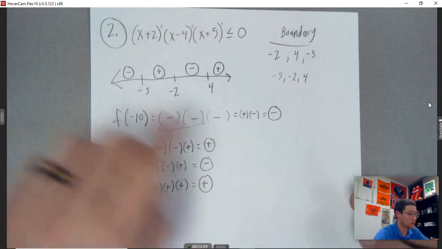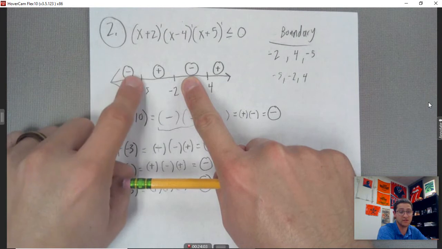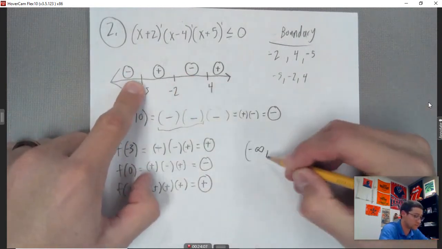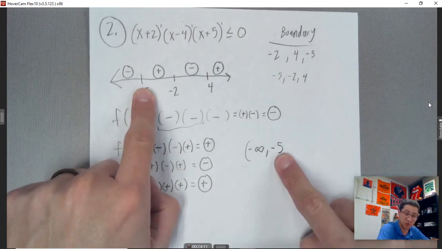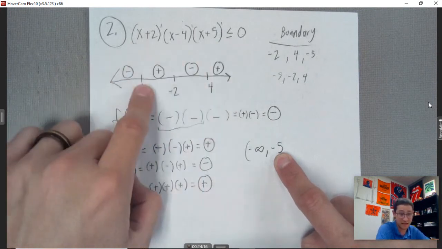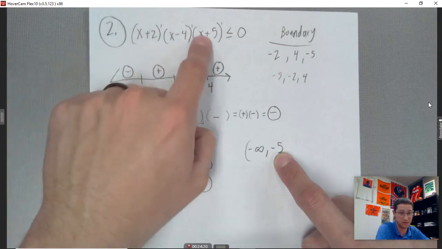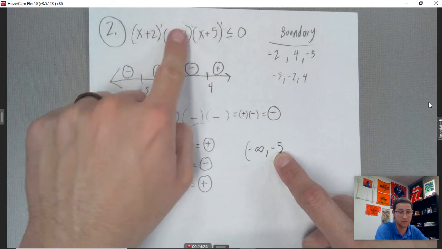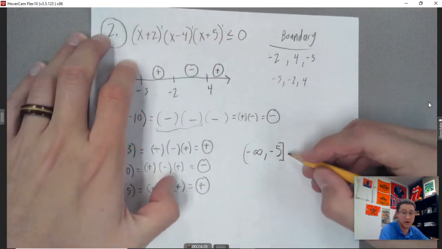So we're looking at all the parts where it's negative. It's negative here and here, so within this and within this. So negative infinity all the way up until negative 5. But do we include it? Yes, we do because it's equal to, right? Because if we plug in negative 5 here, it's going to be equal to 0, this entire thing. Because we get negative 5 plus 5, that's 0. Doesn't matter what these two are. It's 0 times a number times a number, that's going to get me 0. So I have to include it using the bracket.